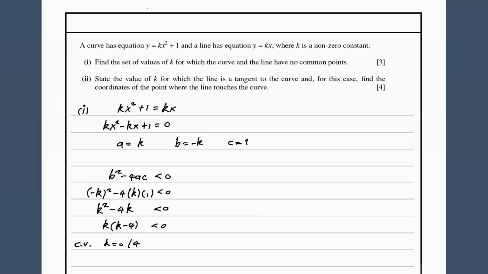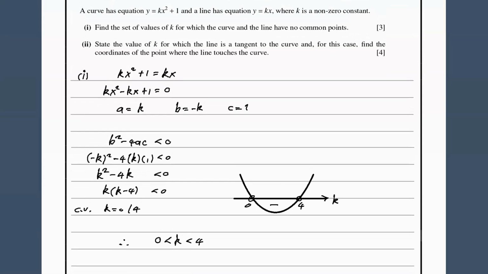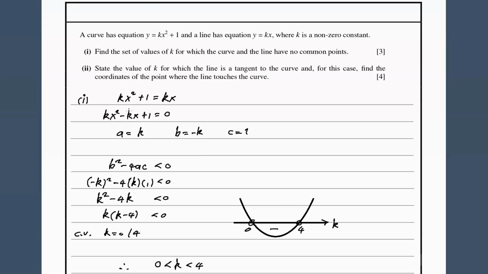And if we consider the graph, we'll be having here 0 and here a 4. And less than 0 means values between 0 and 4. So the solution here will be values of k between 0 and 4. Now on part 2, the question says, state the value of k for which the line is a tangent to the curve, and for this case, find the coordinates of the point where the line touches the curve.